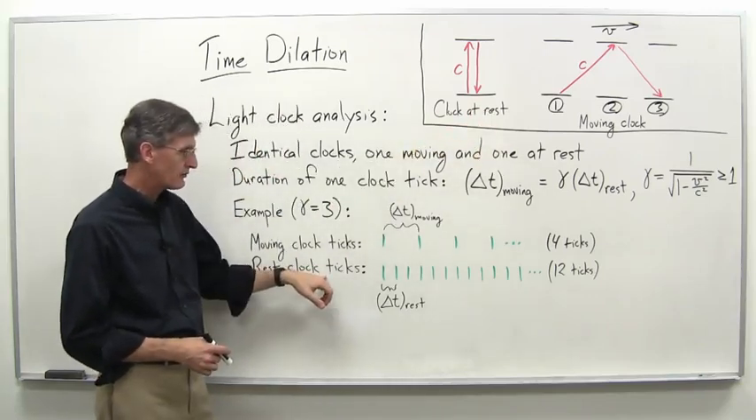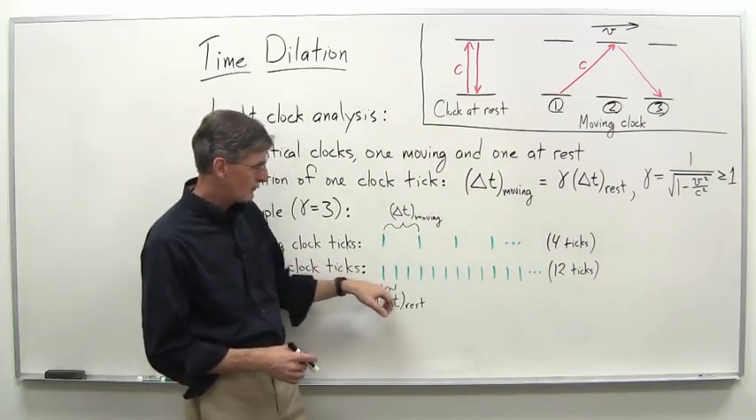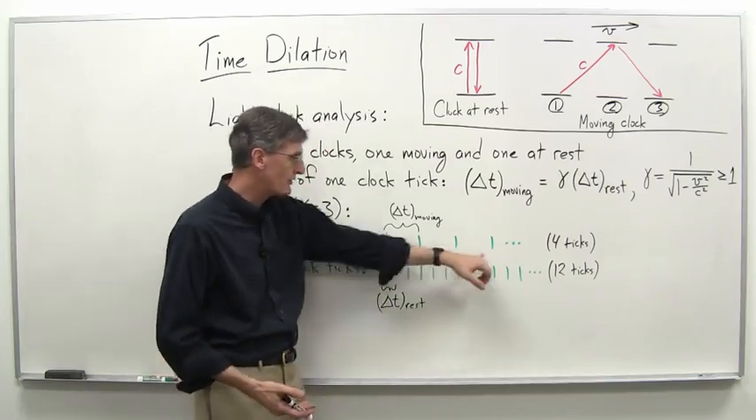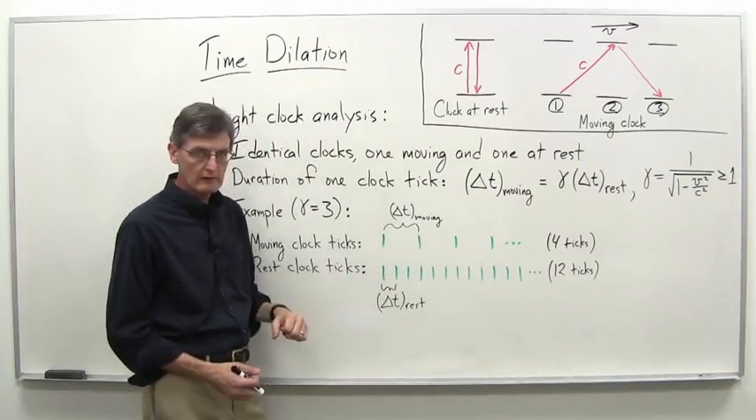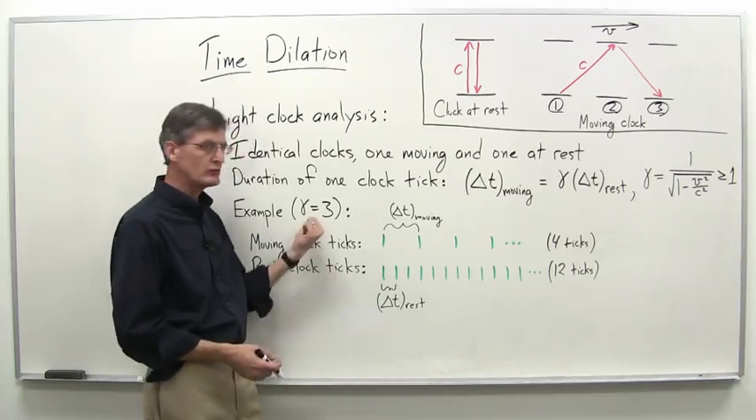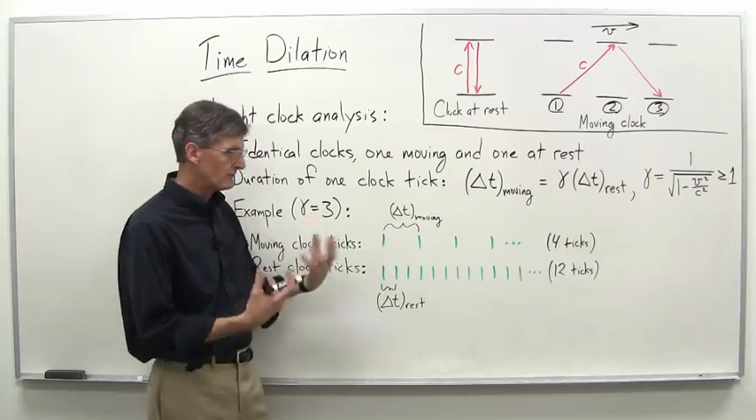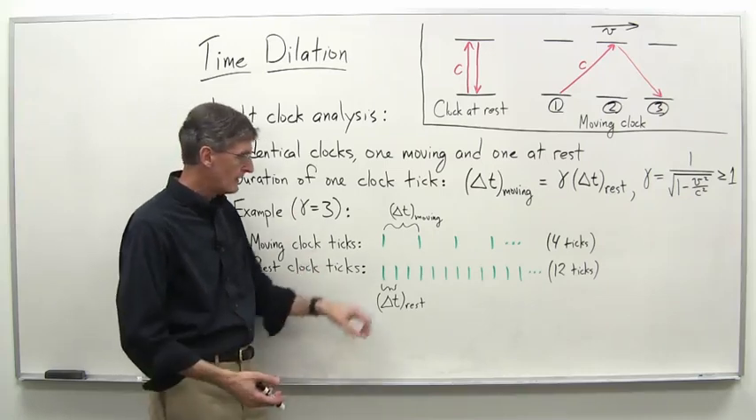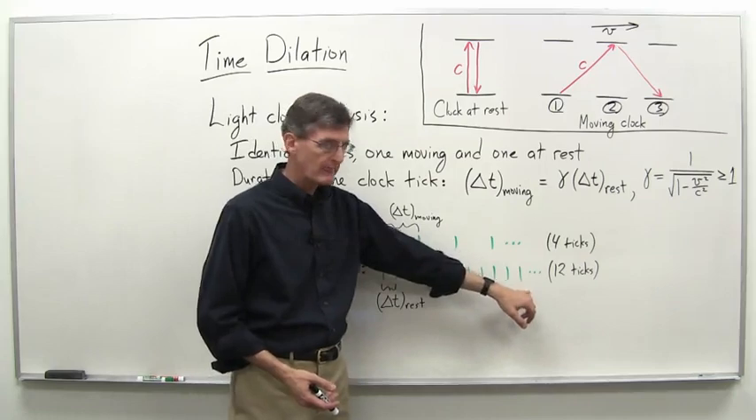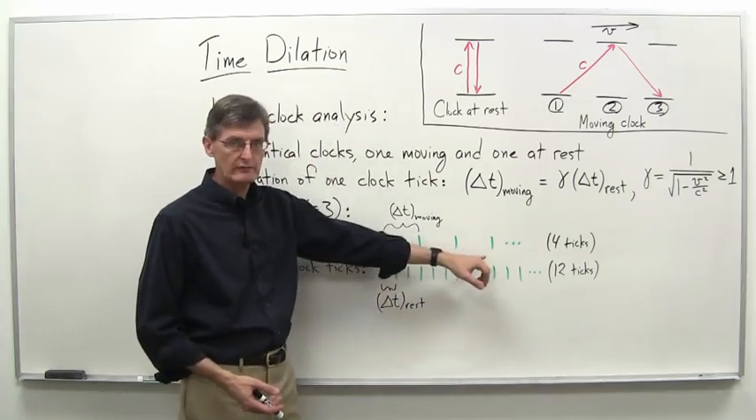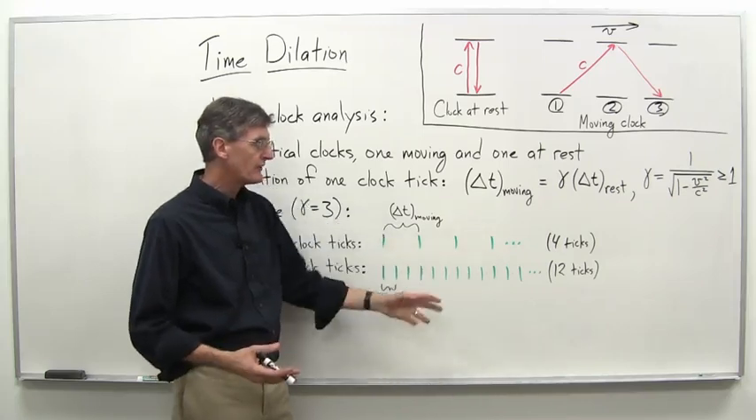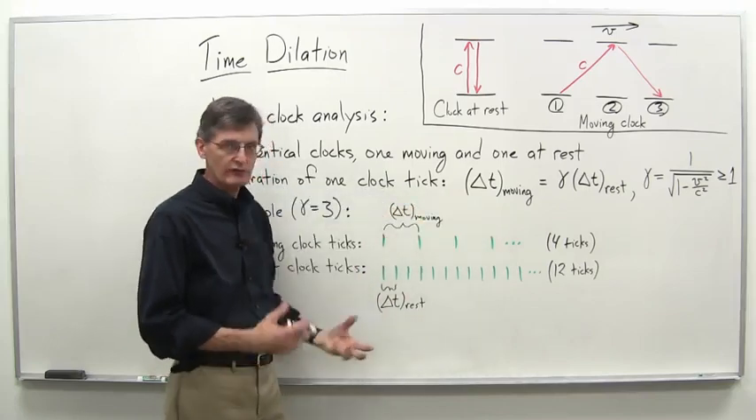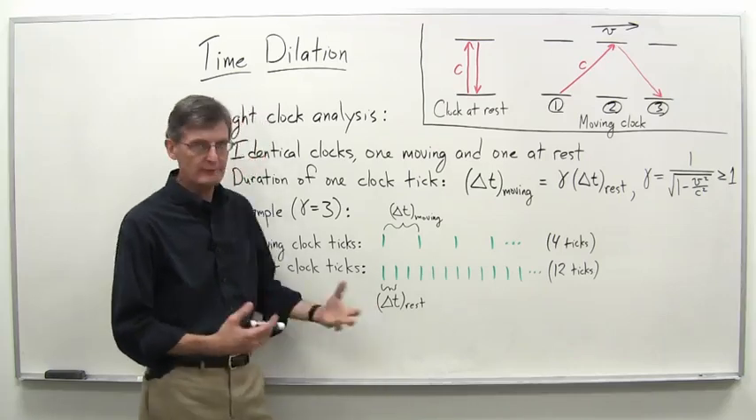And we can see this right here: the way I've drawn it, I've got 12 ticks of his rest clock, which is going to equal 4 ticks of the moving clock. Okay? It's a 3-to-1 ratio, again, because we're choosing gamma equals 3 here. So let's just say every tick is 1 second. On the rest clock, his clock sitting right next to him, he's going to have 12 seconds elapse. The moving clock will only have 4 seconds elapse. Okay?